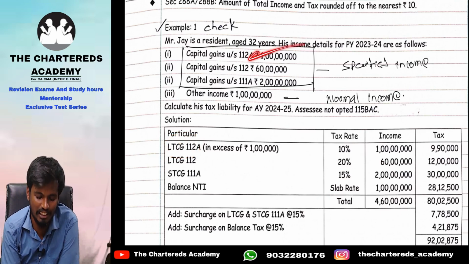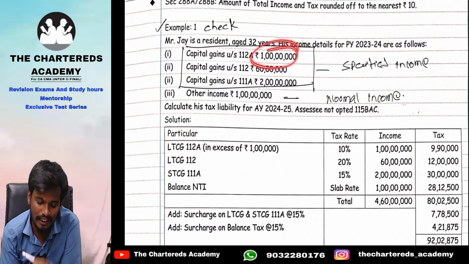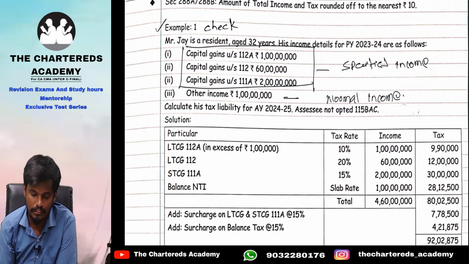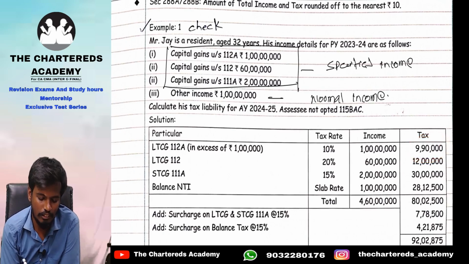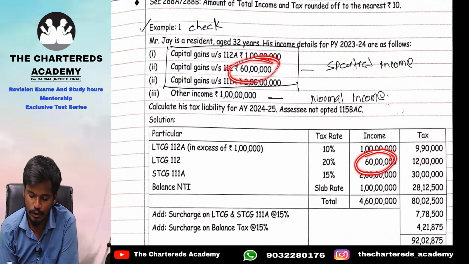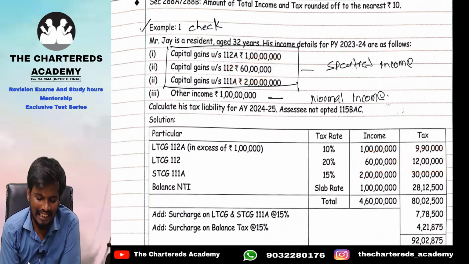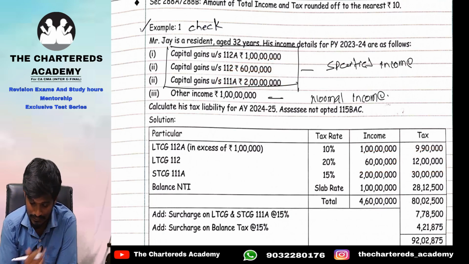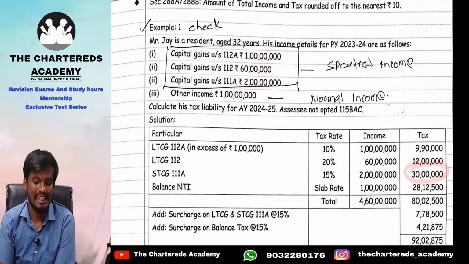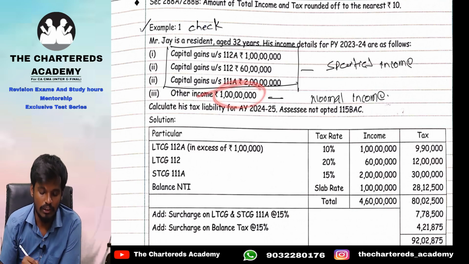Now, long-term capital gain under section 112A: in excess of 1 lakh, it is 10%. It is 100 lakhs; 99 lakhs at 10% is 9 lakh 90,000. Section 112 at 20%: 60 lakhs at 20% is 12 lakhs. Section 111A, 200 lakhs at 15% directly is 30 lakhs.